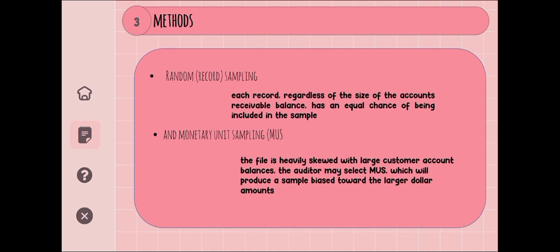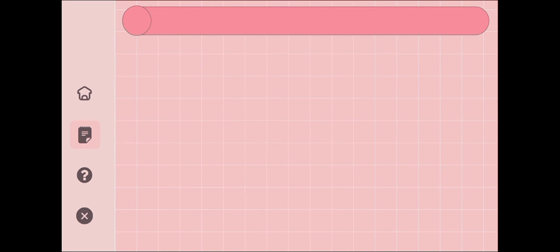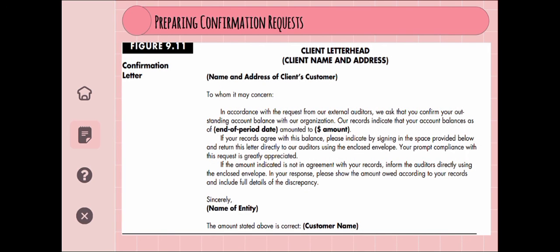With random sampling, regardless of the size of the accounts receivable balance, everyone has an equal chance of being included in the sample. For MUS, with large customer account balances, the auditor may select MUS, which will produce a sample biased toward the larger dollar amounts. So here's a sample letter of a confirmation request. It includes the end of period date, the amount, the name of the entity, and the customer name.